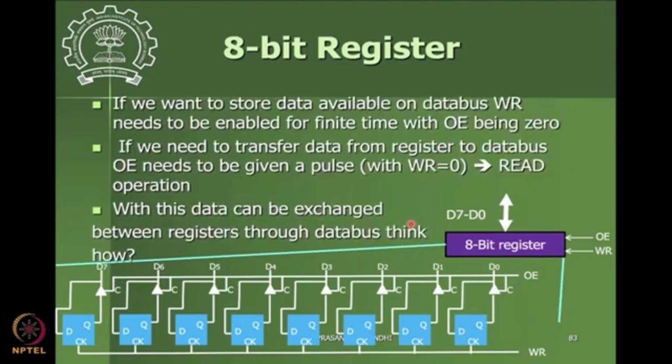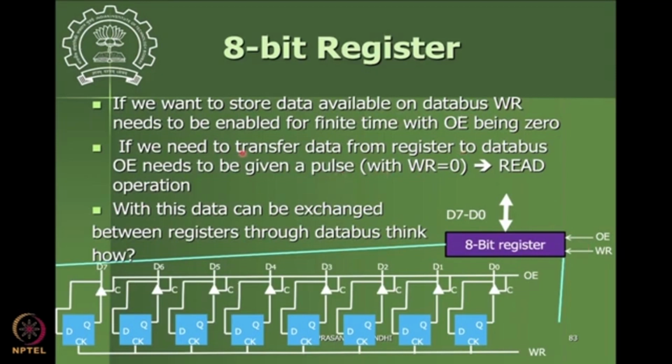So from here we move on to how we store the data and retrieve the data. If you want to store the data, again, as I said, the WR pin needs to get enabled for some finite time with output enable being 0. So we need to make sure the output enable is 0 and WR is made high, a small pulse is given on the WR pin, and then your data will be stored.